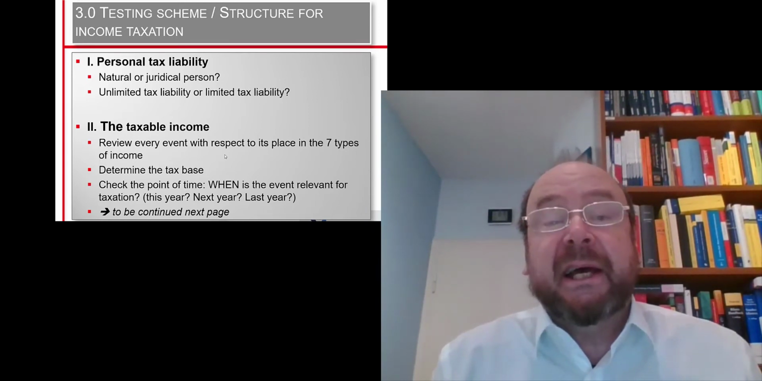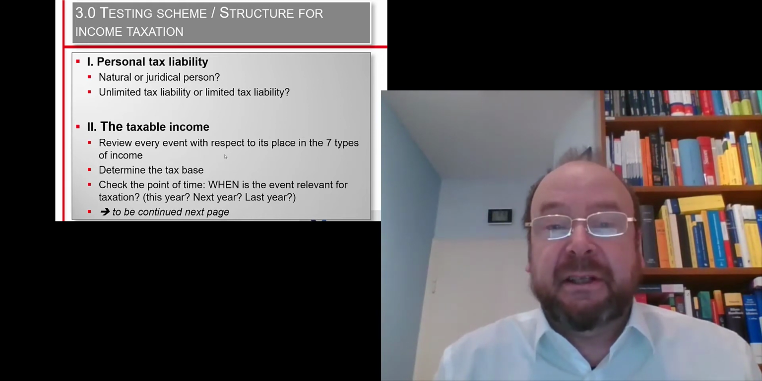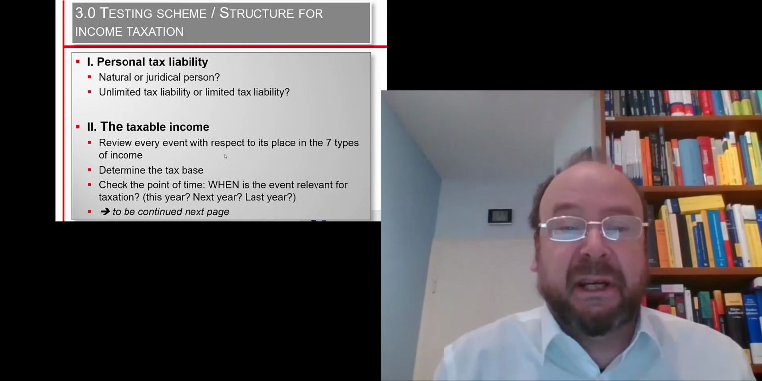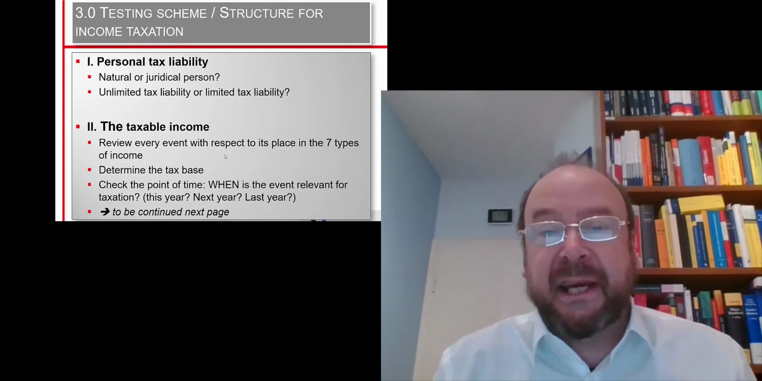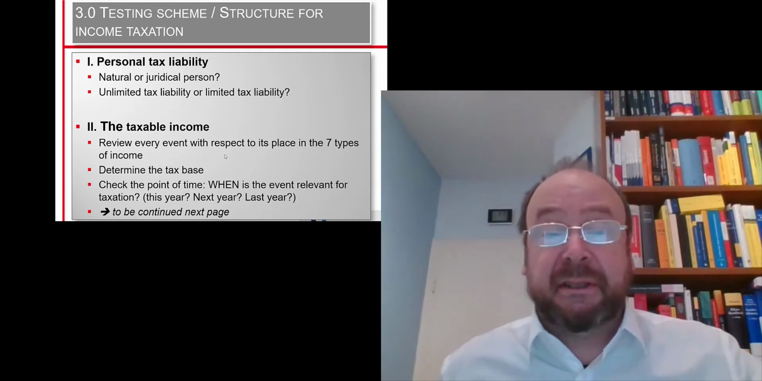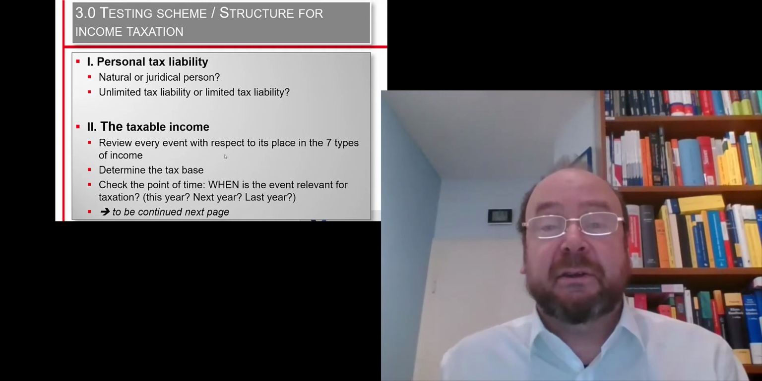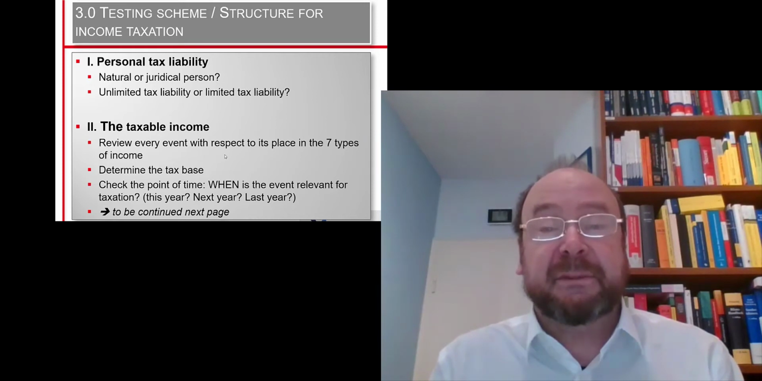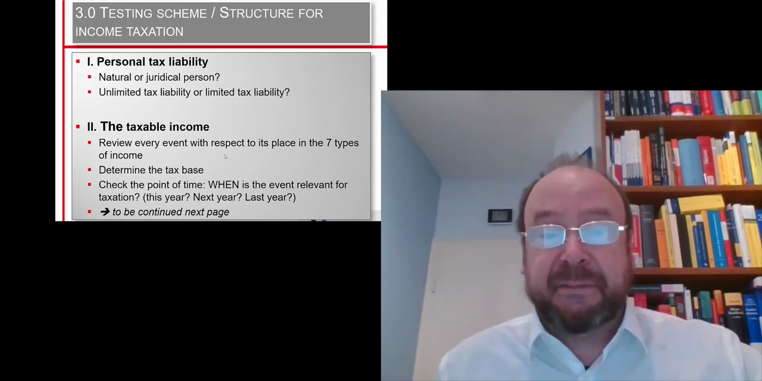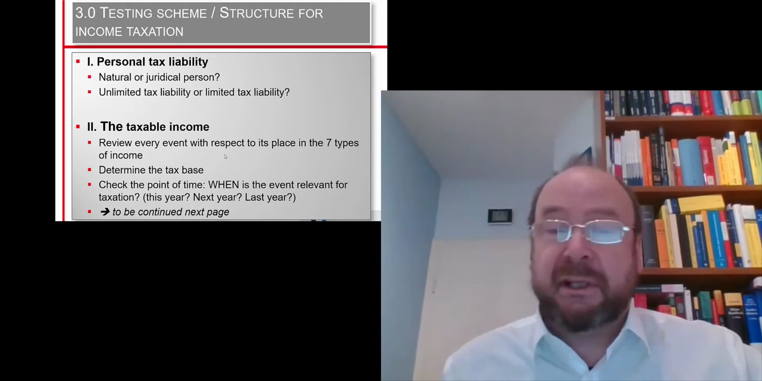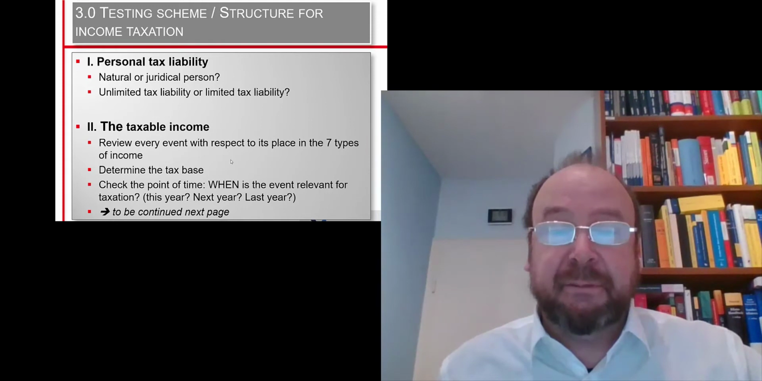confronted with, if you have an income tax in mind, is a testing scheme or a way how you can deal with a case in a logical way so that in the end, irrespective of how complicated it might be, you get an overview of how that case will be correctly assessed under income tax. And so I just want to give you first a general testing scheme.